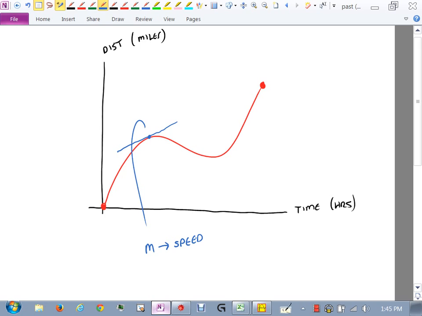So tell me, that point versus this point, at which point am I going faster? The first one or the second one? Second one, I'm going faster because I'm steeper, right? And then here, what's happening here? I'm going backwards. My velocity is negative.